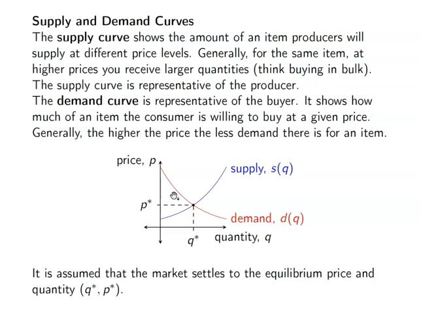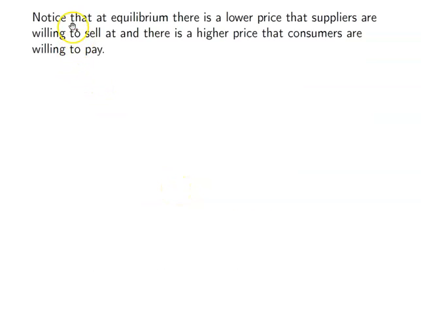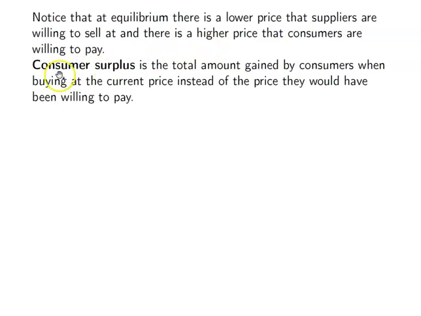Again, buying in bulk. I know if I'm going to buy one of an item, it's probably going to end up costing me a little bit more per quantity than if I were to buy like 100 of them. So for the demand, if I'm only demanding a few things, I'm willing to pay more for it because I know that's just how it is. So again, notice that at equilibrium, there's a lower price that suppliers are willing to sell at, and there's a higher price that consumers are willing to pay.